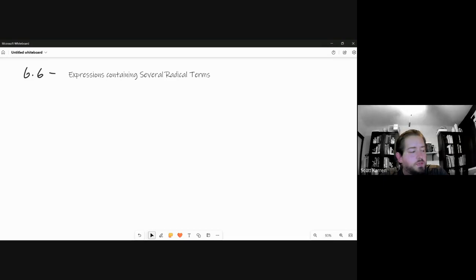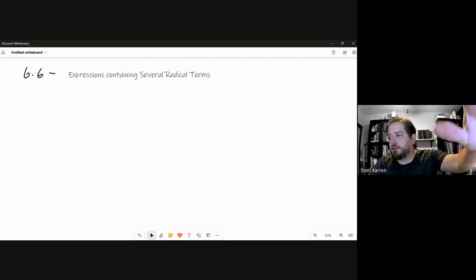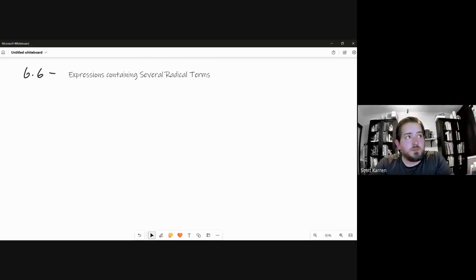And this is module 6.6, expressions containing several radical terms, in which we're going to talk about adding, multiplying, and rationalizing expressions that have more than one radical term in them. So we'll start by adding.